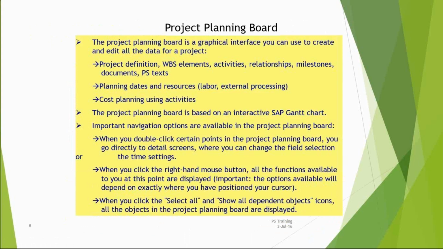So what exactly am I going to do in my project planning board? Normally we do the project definition. I mean, the project definition is the topmost hierarchy level. Under those, I will be having WBS elements and activities, and I will be establishing the relationships between the activities, and I will be assigning milestones to the activities or to the WBS, both. Milestones can be assigned to WBS and also to the activities. Even the materials also. Material components can be assigned directly to WBS or to activities also.